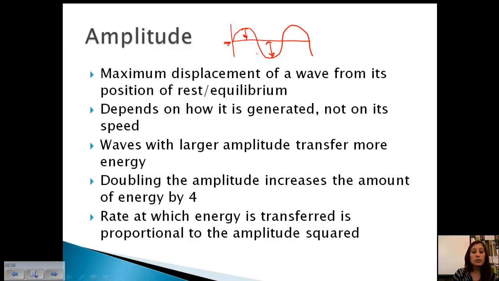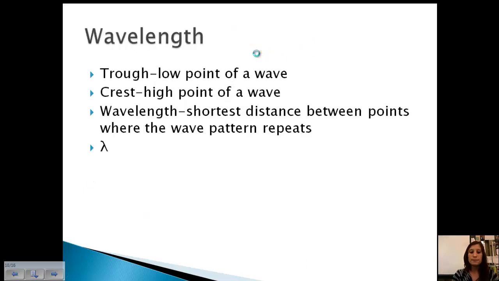So the rate at which energy is transferred is also proportional to the amplitude squared, and that's where we're getting the doubling the amplitude increases the energy by 4.